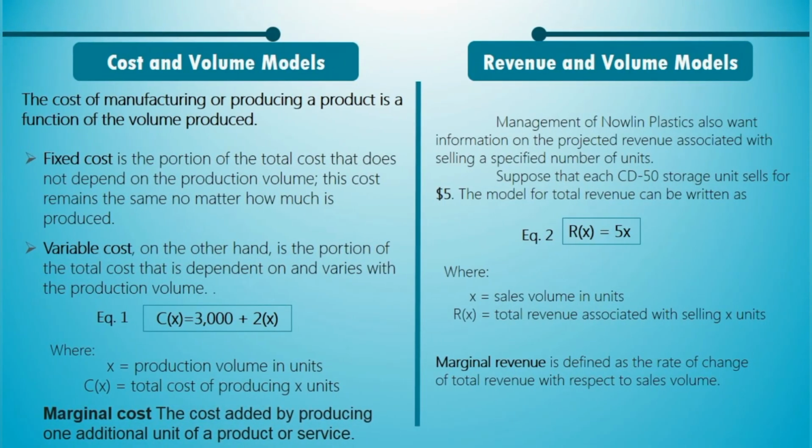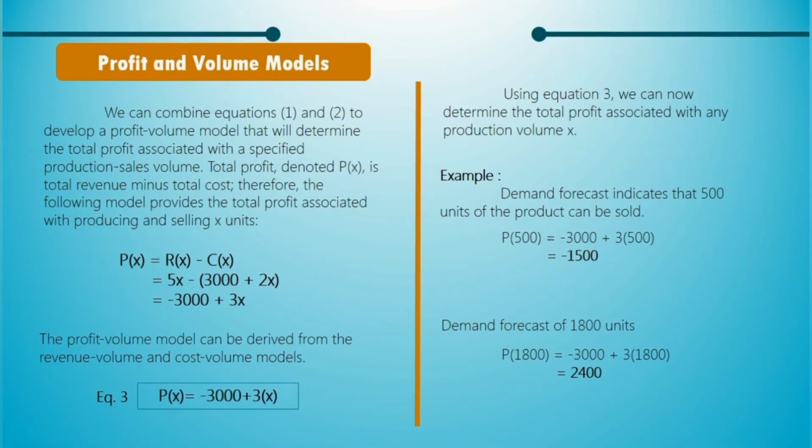units. So we now have equation 1 and equation 2, or we have already created the cost and volume model and the revenue volume model. Lastly, we can now create our profit and volume model. So we can just combine equation 1 and 2 to develop a profit volume model that will determine the total profit associated with a specified production sales volume. Just like creating our income statement, the same goes for the process in this type of model. So we can just directly use our revenue minus cost so we can get our profit.